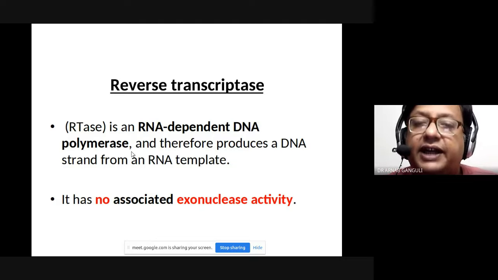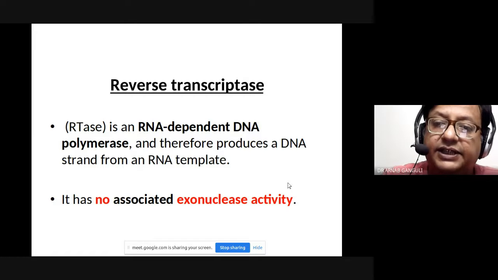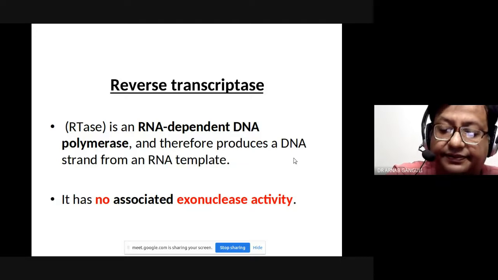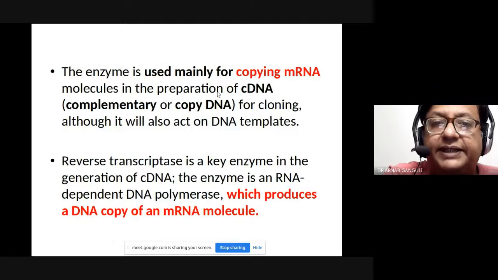So if you have a single-stranded mRNA, that is converted into a single-stranded DNA, and that is known as cDNA or complementary DNA. So it produces a DNA strand from an RNA template. It has no exonuclease activity, so there is no digestion from the ends. This enzyme is basically used for copying messenger RNA molecules in the preparation of cDNA. So one mRNA is converted into a cDNA, and this cDNA is used in PCR, basically for cloning.